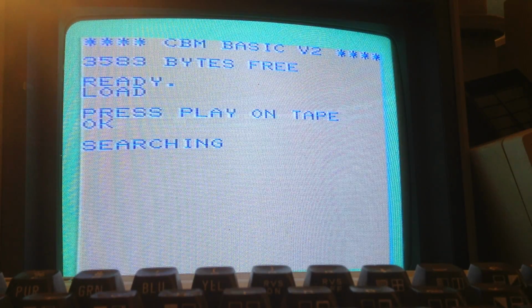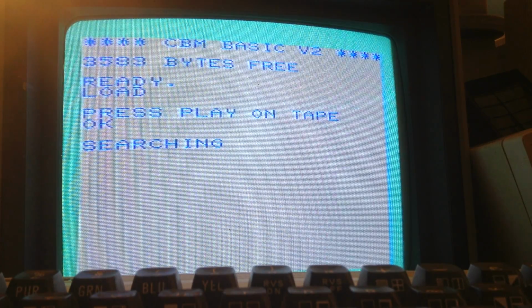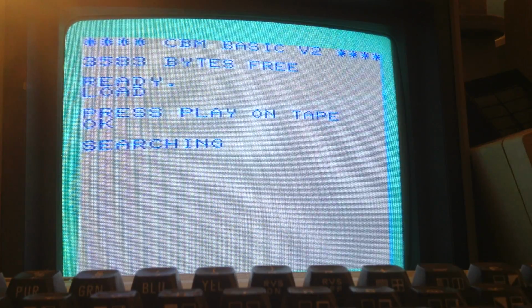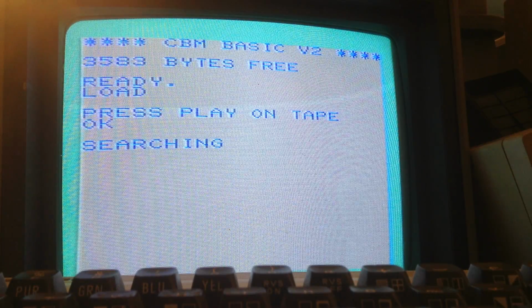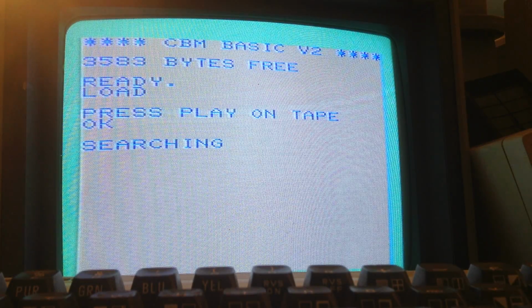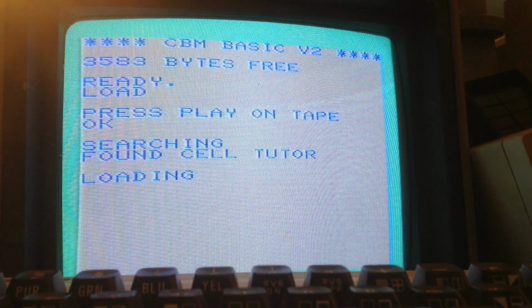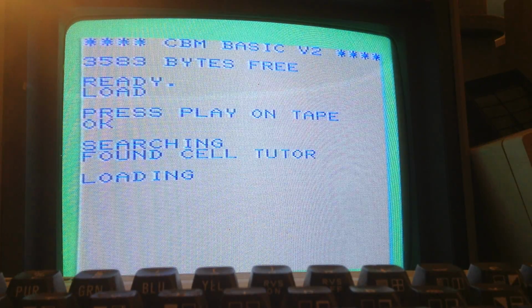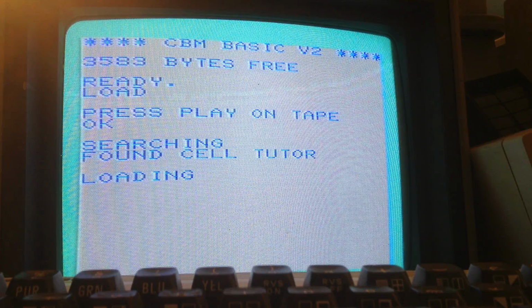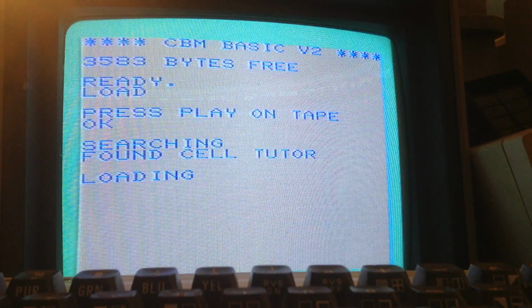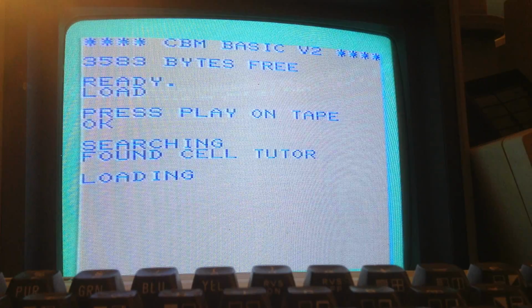As you know, if you grew up on these, tape drive is pretty reliable and also reliably slow. Slow it is. So, I think this is a tutorial. Cell tutorial. Oh, look, Cell Tutor. It is loading. Out of all the tapes I've tried, there was only one that I had an issue with. But it really wasn't a terrible issue because the program was on the other side. So it all worked out.